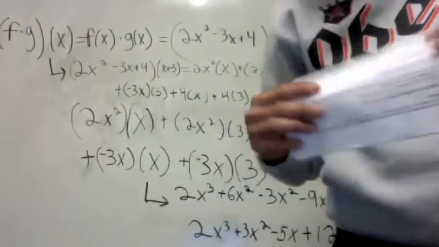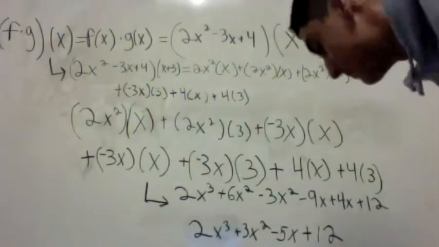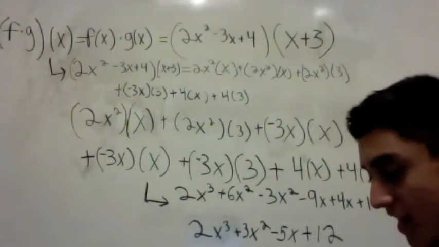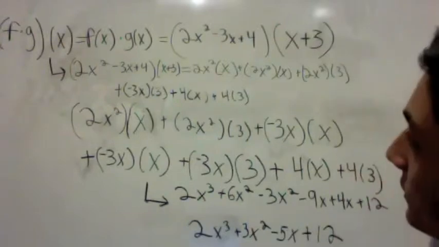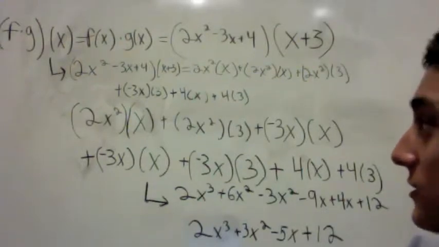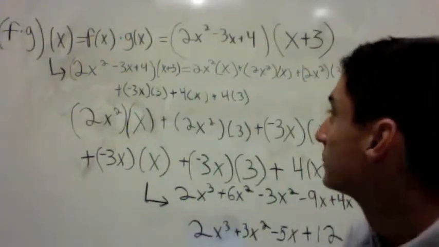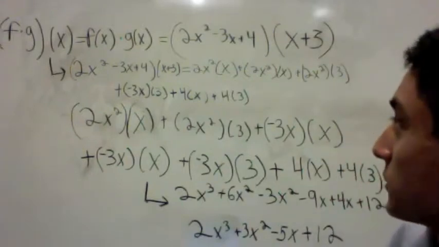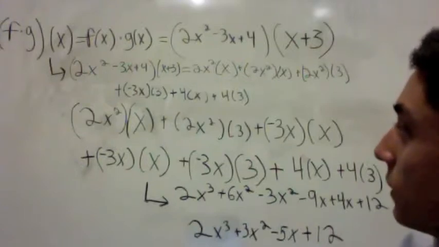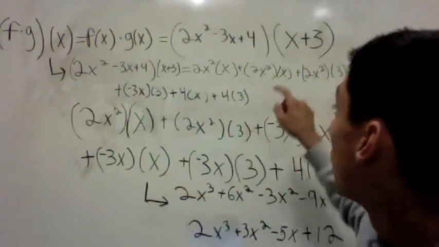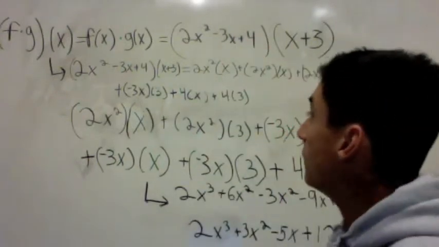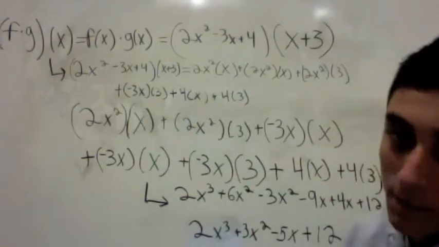Hello, and this is the example for multiplication. Excuse my height and my writing, please. So as you can see, we started off with f times g times x equals f of x times g of x. This equals 2x squared minus 3x plus 4 times the quantity of x plus 3. So for this, you use the distributive property and you distribute x plus 3 to each one of the factors in 2x squared minus 3x plus 4.